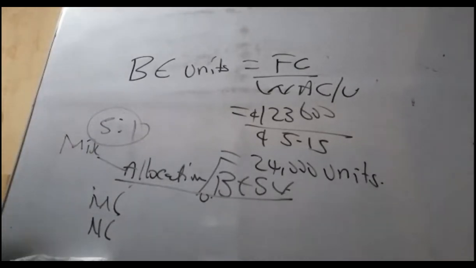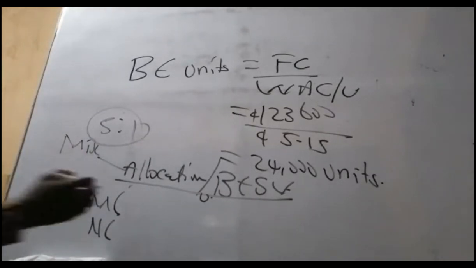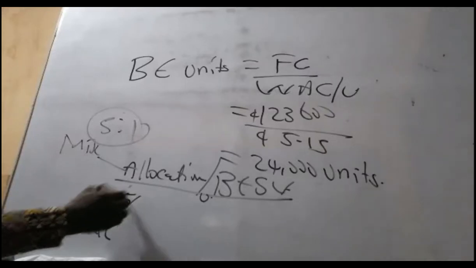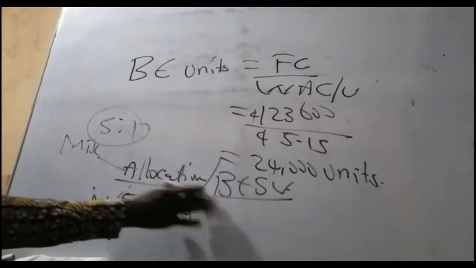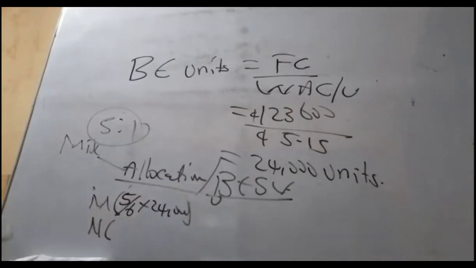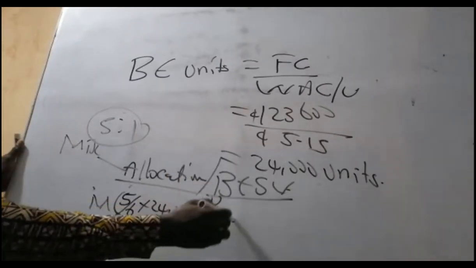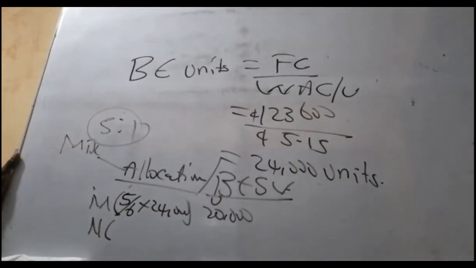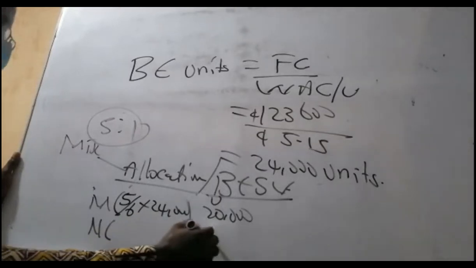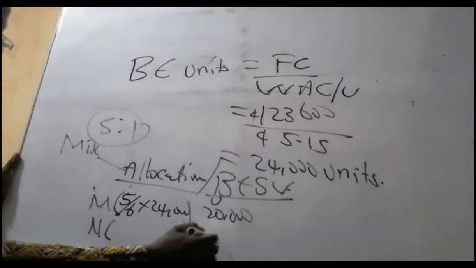So how do you share? M will be 5 out of 6 times 24,000. And that will give us 20,000. What about N? Automatically, N will take 4,000. I like that. If you do the calculation too, you get the same answer.